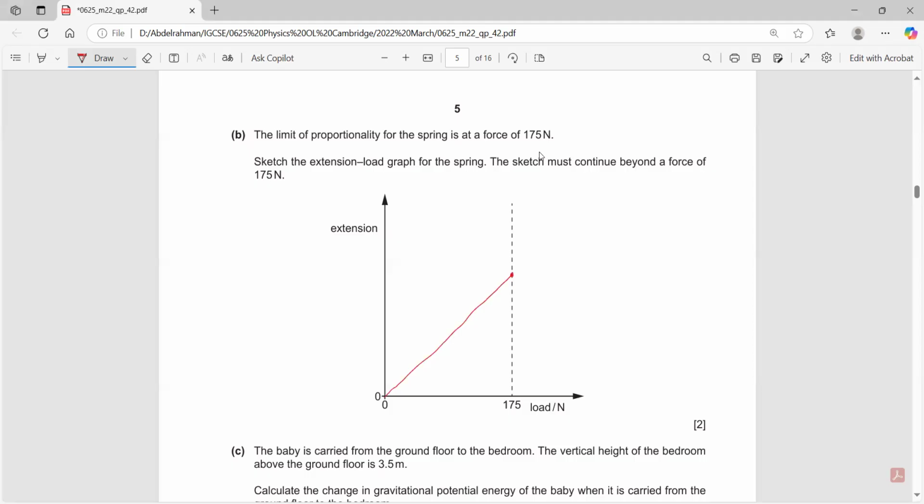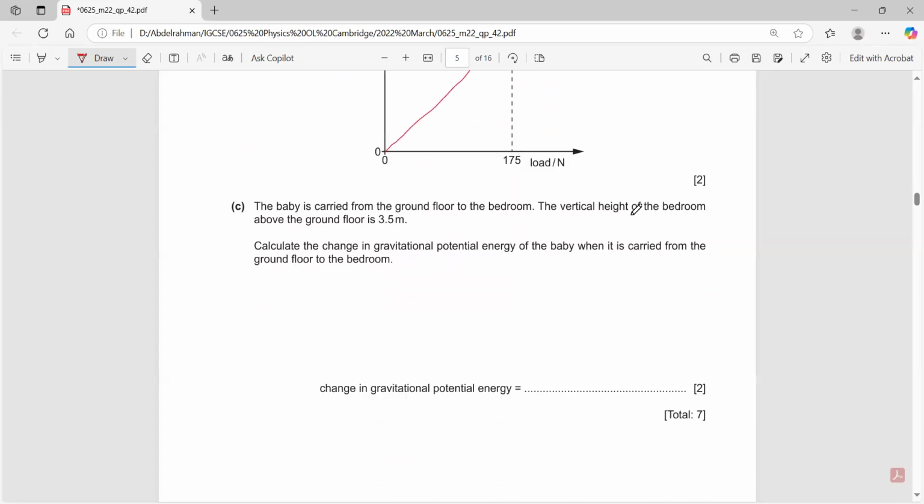And then beyond the 175, it's no longer directly proportional, right? So it will curve upwards or downwards towards which axis? Towards the extension axis, right? Always towards the extension axis. It's not a must that it has to bend towards the y-axis. No, it's a must that it will bend towards the extension axis. Why? Because you don't need that much load. You don't need that much force to extend the spring. It's broken. It's no longer obeying Hooke's law.